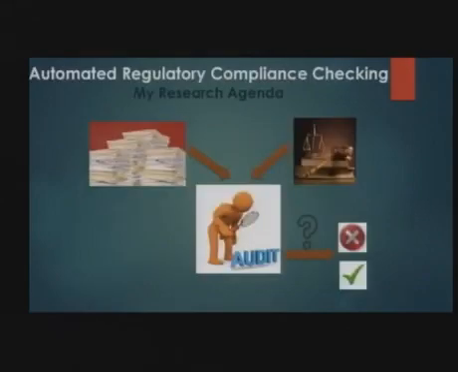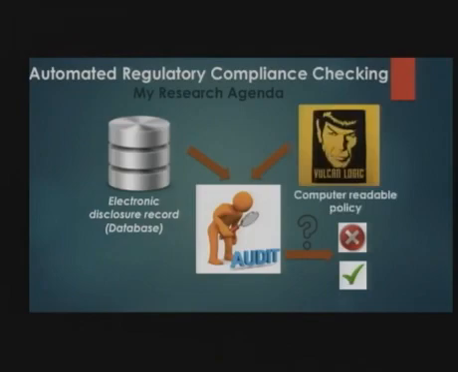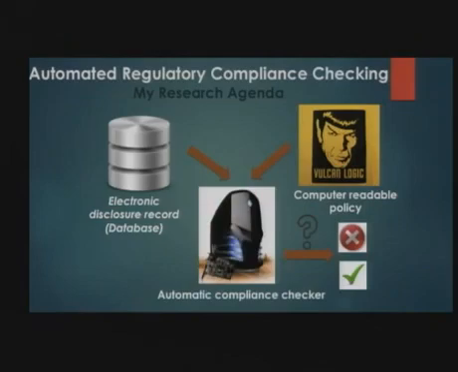So my research agenda so far has been to improve this situation, like trying to make this automatic a little bit, at least, even if not fully possible. So one possibility is let go of the paper trail, put it in a database so that we can search. Now, what about the regulation? We change it to a logic, so that a computer can read it and analyze it. And finally, let go of the human auditor and put in an automatic compliance checker that would take the audit record, the electronic disclosure records, and the computer readable policy, and will tell you, okay, violation, not violation.